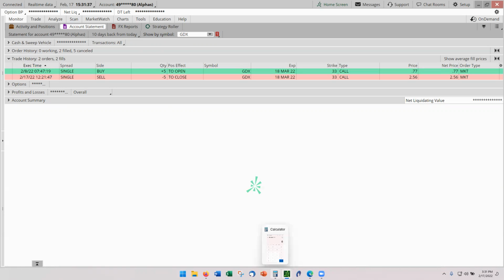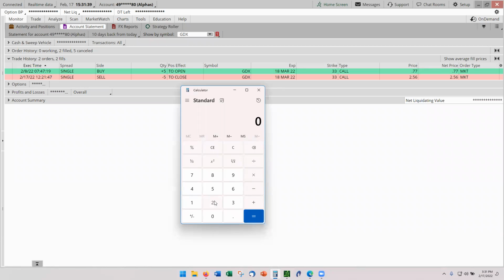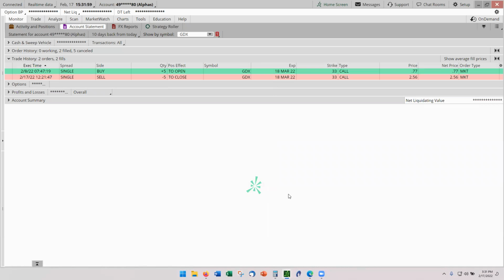So let's bring up our trusty calculator. And 2.56, remember that one contract is 100 shares. So 256 minus the 77 that we paid, divide that 179 result by 77 as a percentage, and our result is 232.5. Okay, so that takes care of the numbers. Let's go look at the chart.